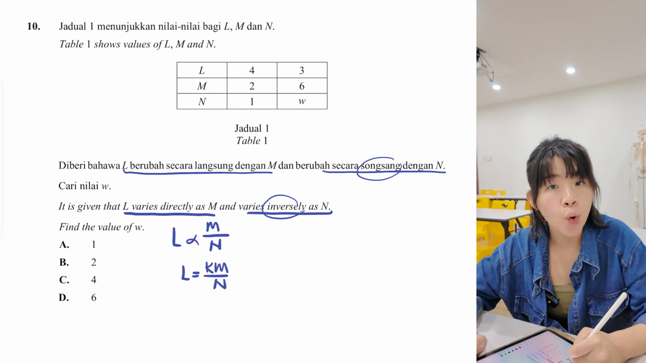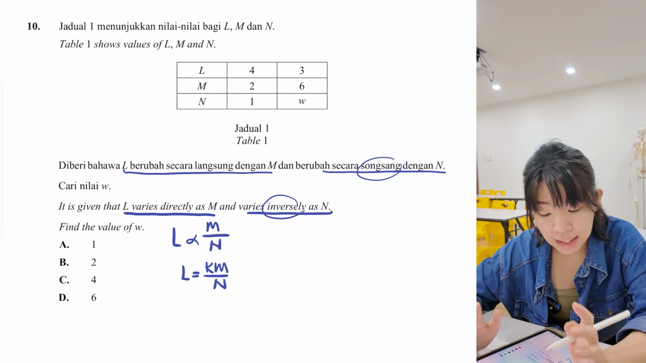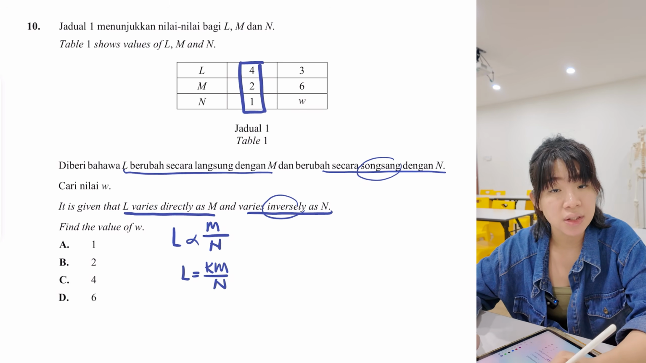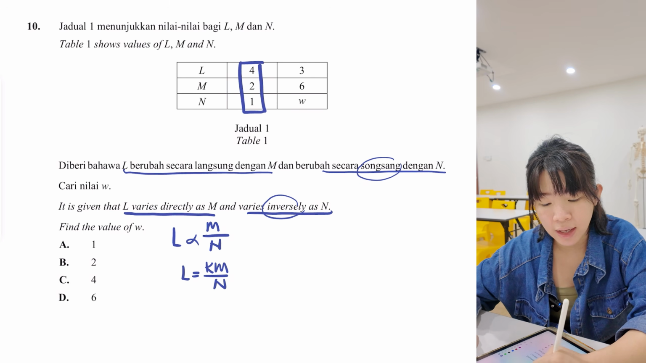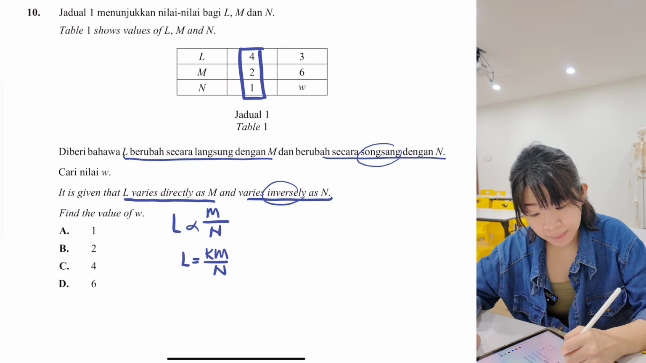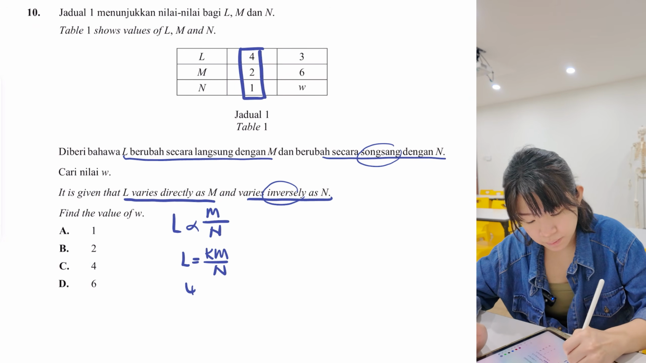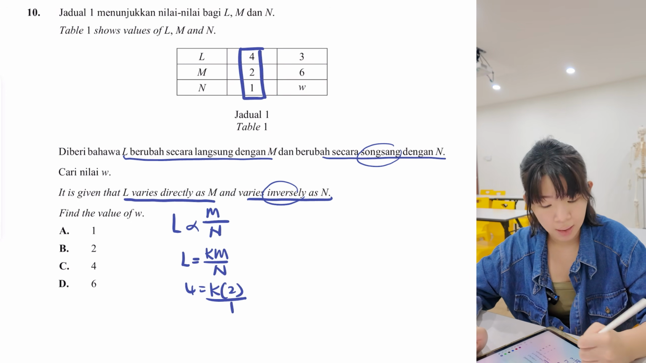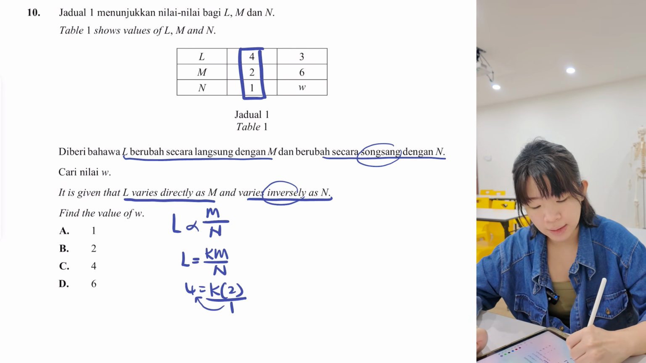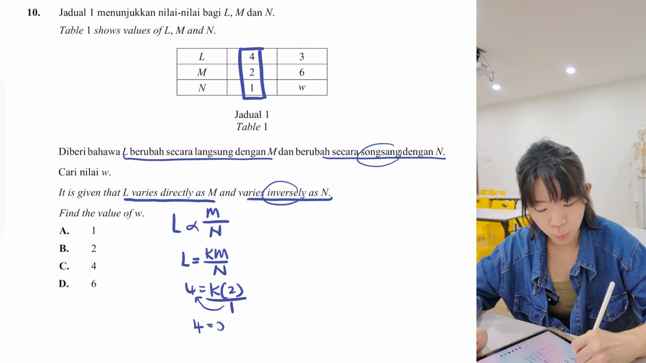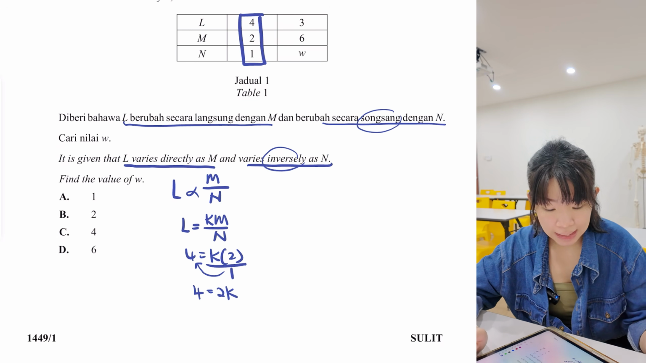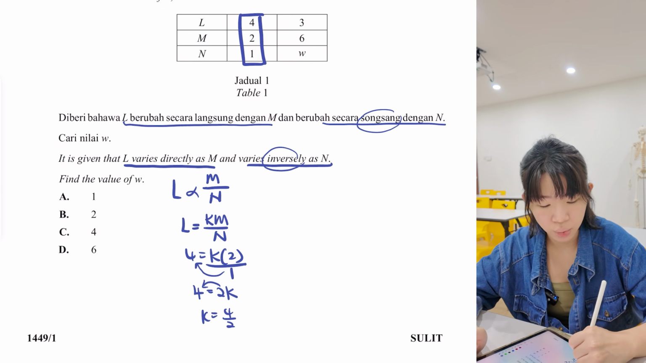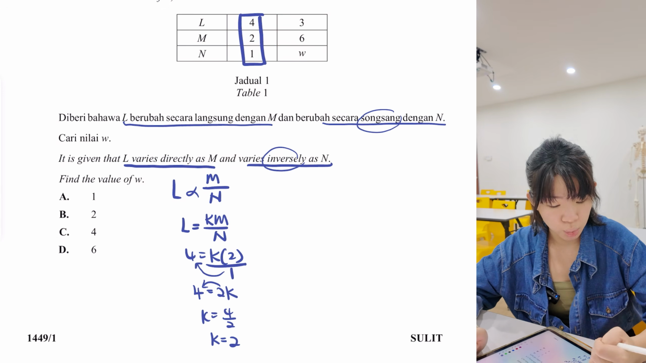Okay, now first thing, always find K. They give us enough information to find K, definitely. So we use the first set of information. Everything is given, L, M, N, all given. Then we find K. L is 4, K don't know, M is 2, over N is 1. The 1 bring over, 4 times 1 is still 4. 4 equal 2K. So at the end, K how much? If we bring the 2 over, 4 divided by 2, K equals 2.